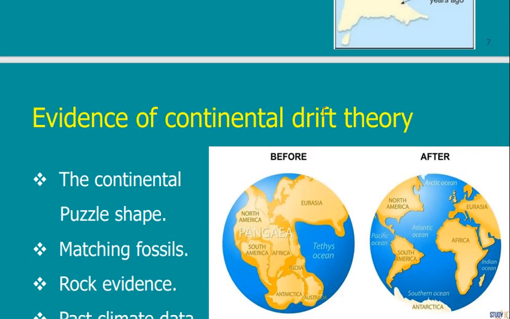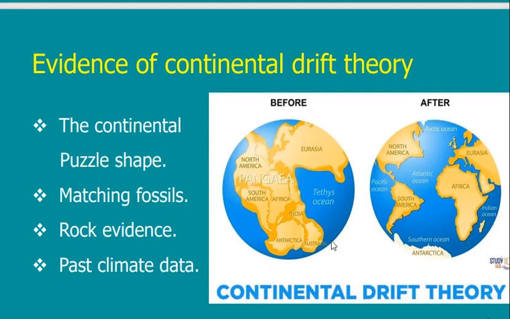Evidences of continental drift theory. Now he proposed a theory. Give us your evidence so that we can say that it is correct. He proposed 4 evidences. The first evidence is called the continental puzzle shape. If we put the continents together, it looks like a puzzle, where the pieces match together.